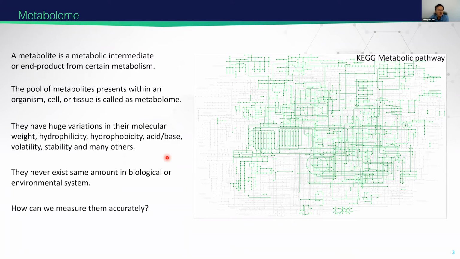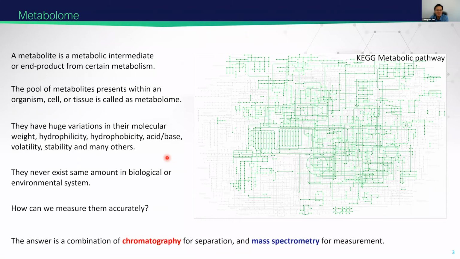So how can we measure them accurately then? The answer is the combination of chromatographic separation and mass spectrometry measurement. That's why I'm talking about this tool for metabolomics research.